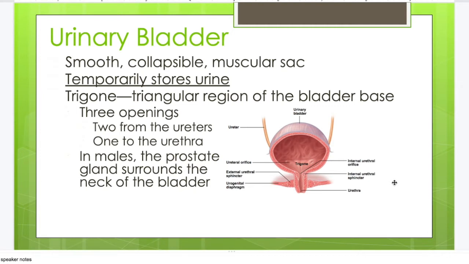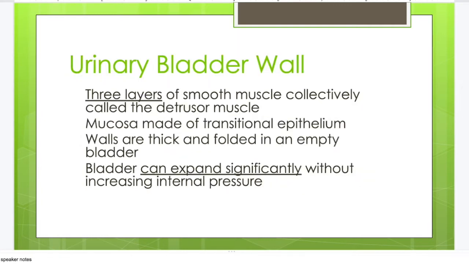And we'll talk about that in a little bit when we go over the urethra. But still looking at the bladder, the wall of the bladder has 3 layers of smooth muscle. Altogether, they're called the detrusor muscle. The type of tissue is called transitional epithelium. So it's a type of epithelial tissue that allows for shape change, which is important with the bladder because as it fills or empties, it needs to be able to change its shape to accommodate that volume change inside.